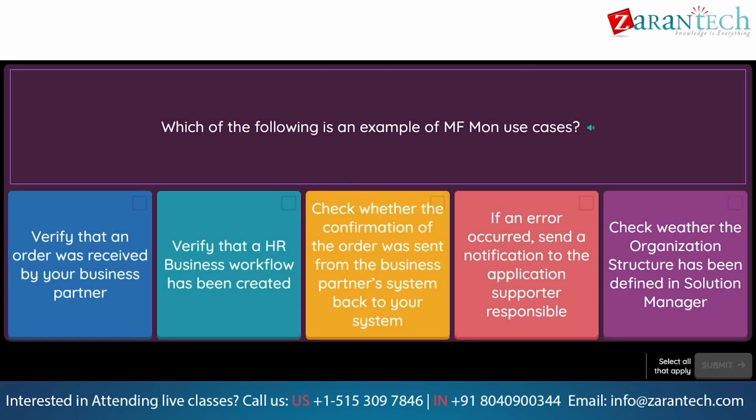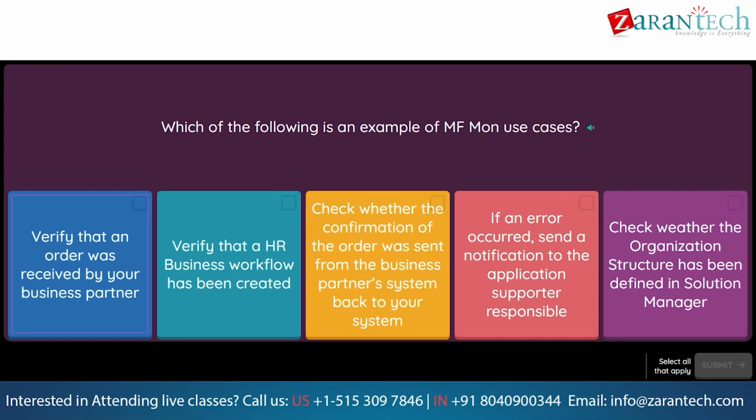Question: which of the following is an example of MFMon use cases? Option 1: verify that an order was received by your business partner. Option 2: verify that a HR business workflow has been created. Option 3: check whether the confirmation of the order was sent from the business partner's system back to your system. Option 4: if an error occurred, send a notification to the application supporter responsible. Option 5: check whether the organization structure has been defined in Solution Manager.